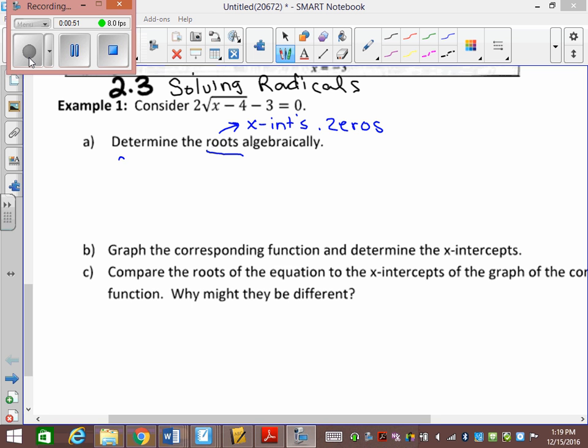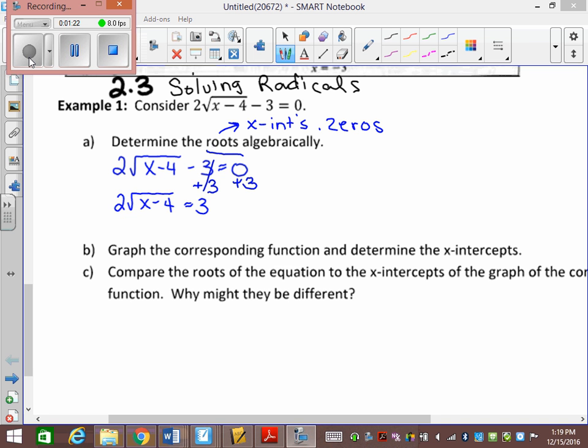So we have 2 root x minus 4 minus 3 equals 0. If we're solving for x, what are we going to do? We're going to try and get x by itself. So the 2 is attached to the square root, which has the x minus 4 in it. So we have to move the 3 first. So we're going to add 3. So we have 2 root x minus 4 equals 3.